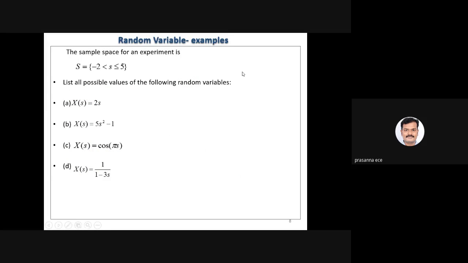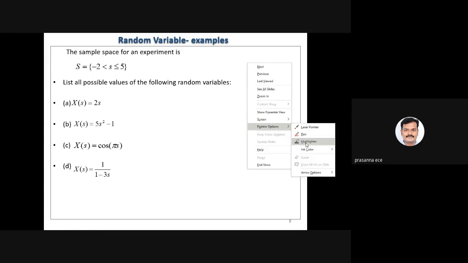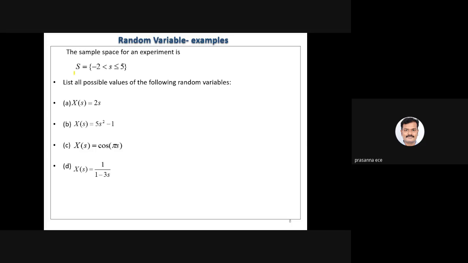Okay, now take this example. So here we have a sample space which itself is a continuous sample space, right? So this is a different sample space. It is defined as a continuous set, right? So it is a set of all real numbers from -2 to 5. Okay. So now can you find out this?